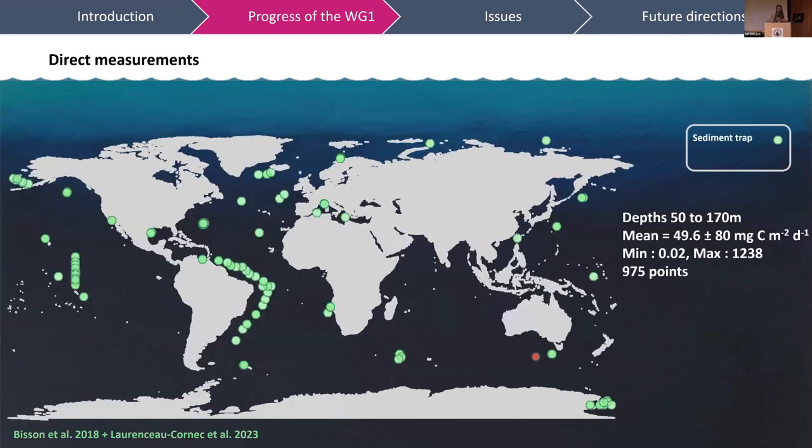On this map, you can see a compilation of around 1,000 points of gravitational flux from sediment trap data. The depths range from 50 to 170 meters, and the fluxes from 0.02 to more than 1,000 milligrams per square meter per day. So it's already a substantial data set, but as you can see, we don't cover all areas, and there is a risk of extrapolating too much if we only use those data to globalize on a large scale.